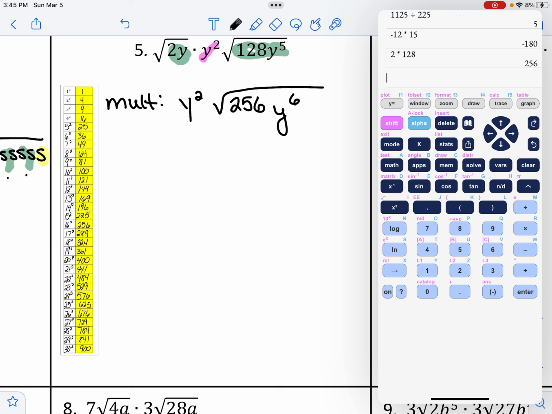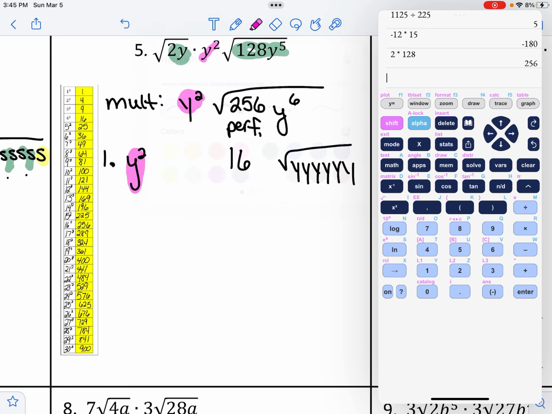So now I'm ready for step 1, okay? Step 1, the y squared hops down. So you can see this y squared just hops down, okay? But I am going to notice that this is perfect. 256 is just 16. See that black circle? So this actually just turns into a 16 in and of itself. And now I'm going to draw out my y's. 1, 2, 3, 4, 5, and 6. And now it's time for me to put them in groups of 2.